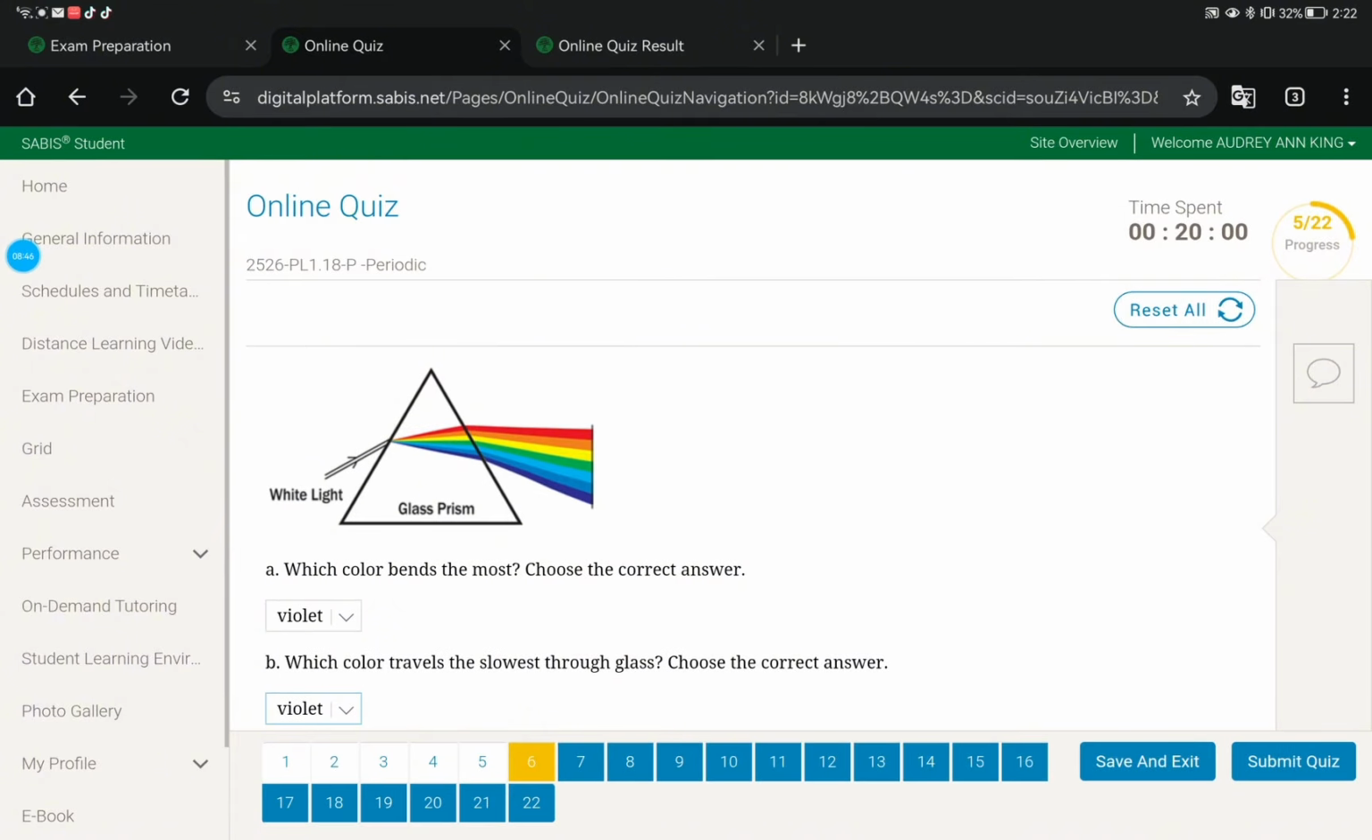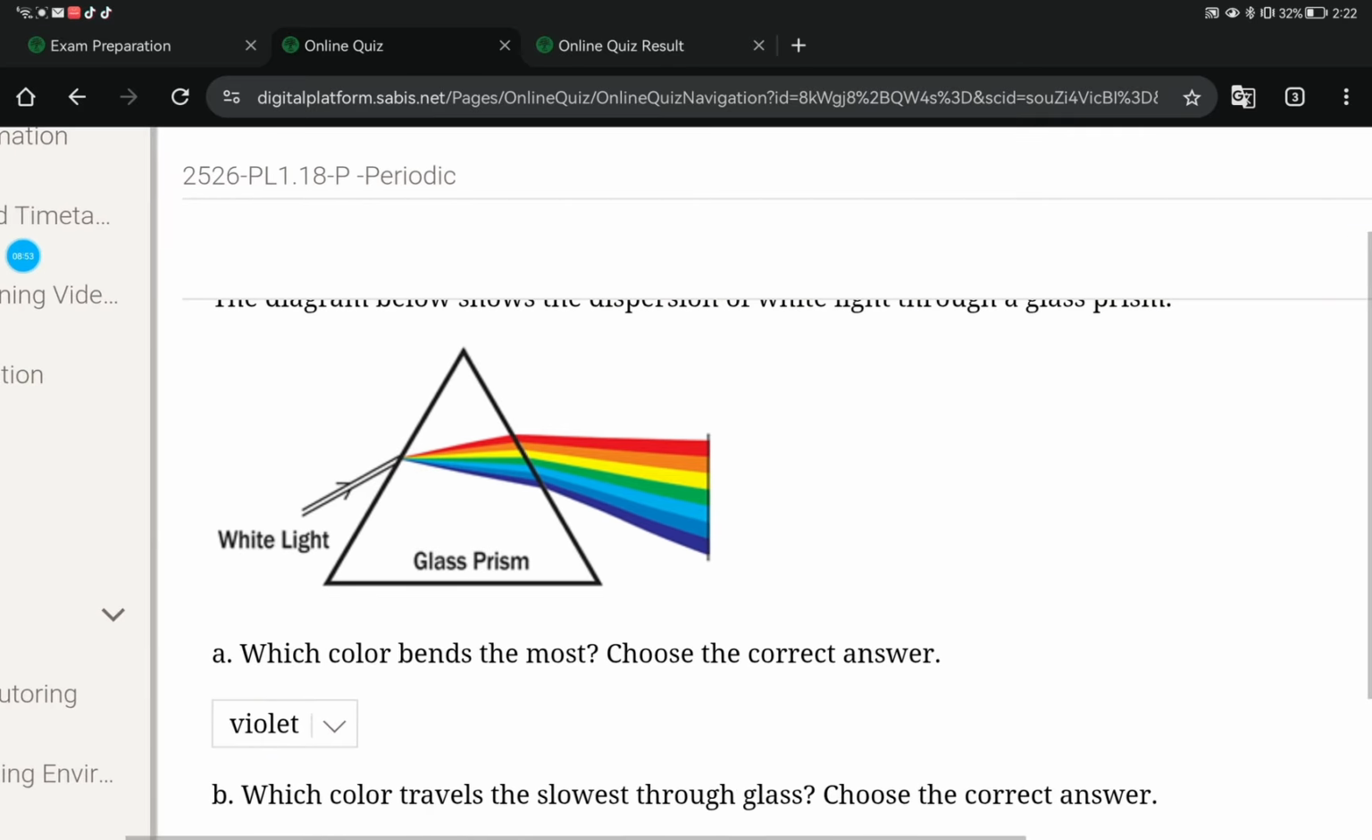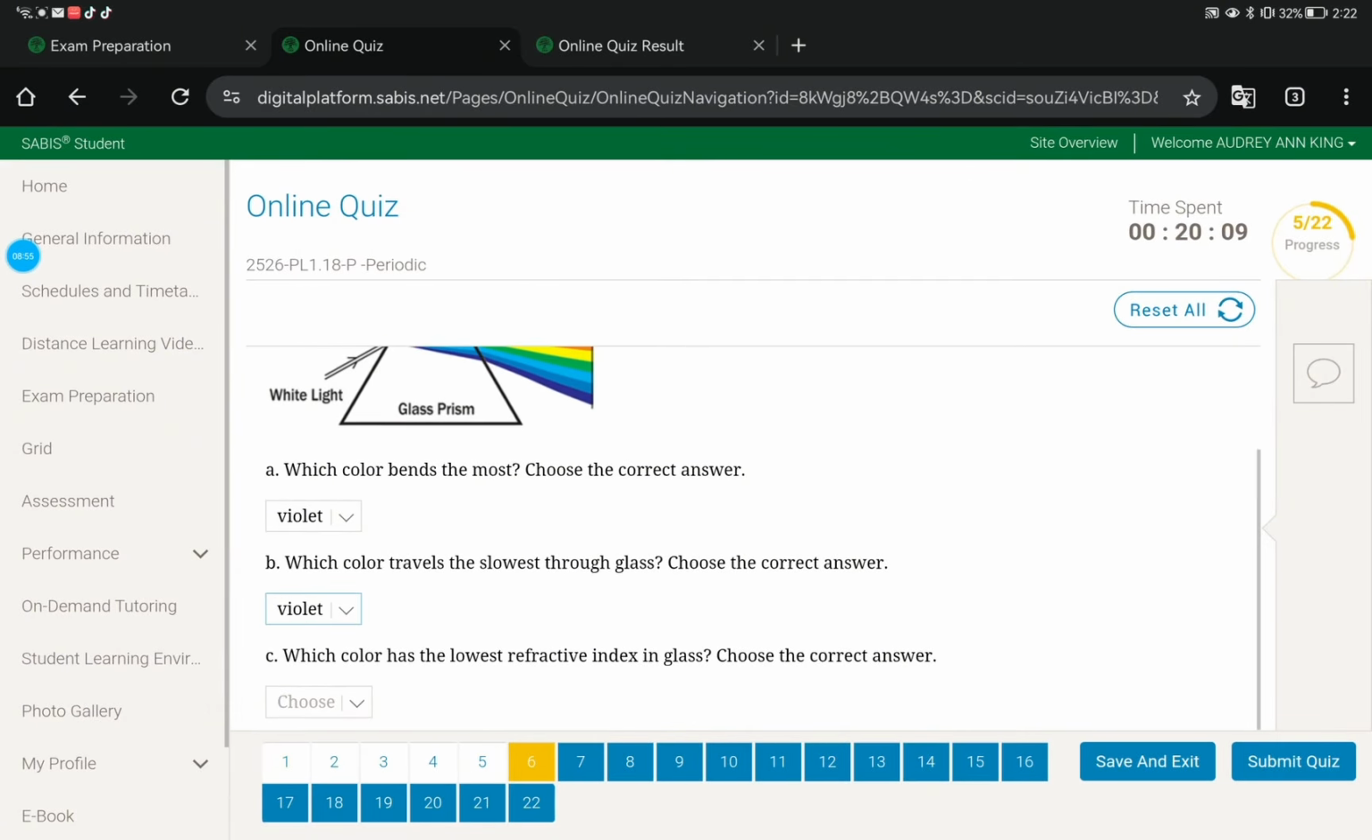As we can see, red is at the highest point out of all the colors on the glass prism, meaning it's refracting less, which is why it's red.